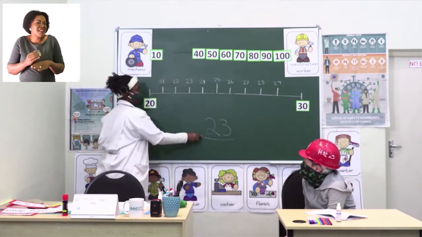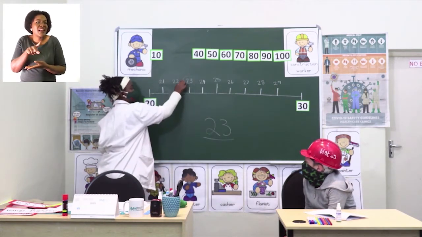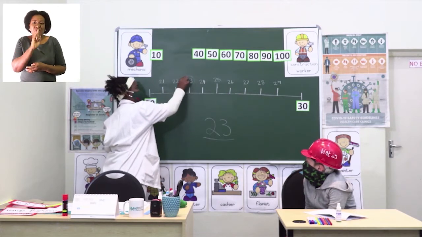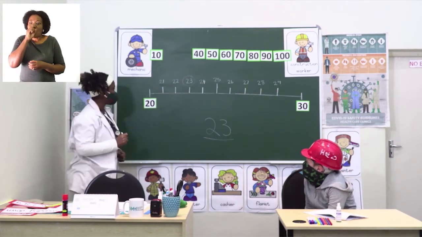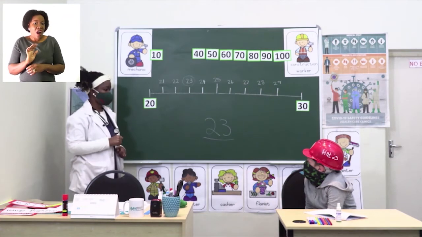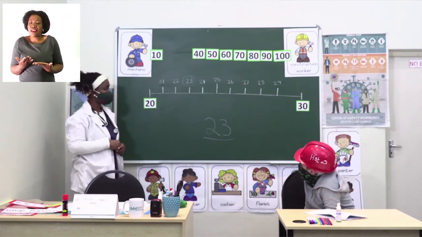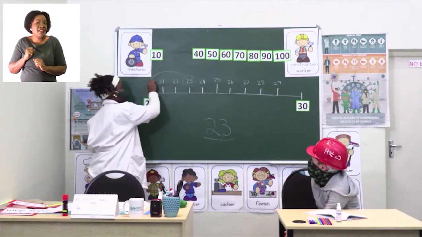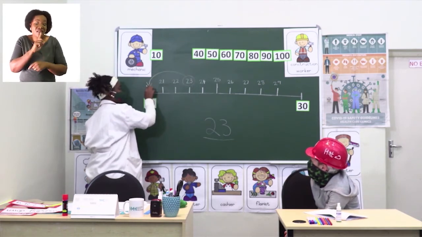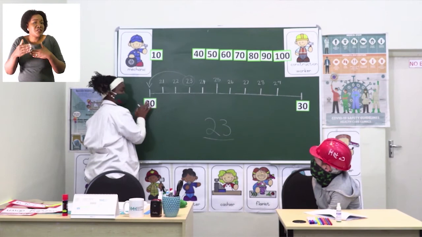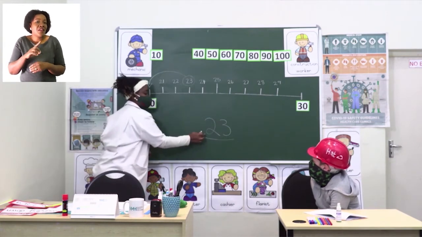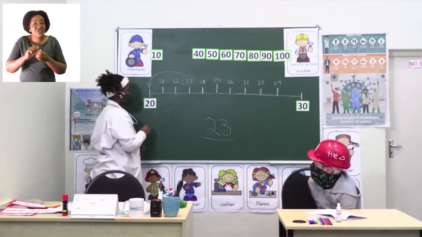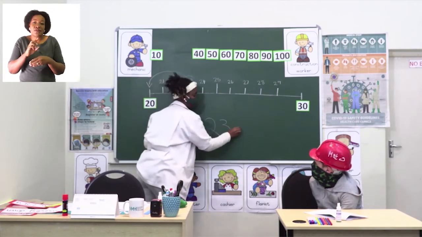So say, for example, if you are standing here at number 23, and the wolf is chasing you, which number do you think you have to run to? Which one is the nearest one, the closest one? It is 20. So you have to run to this house because this one is the nearest one. So if you have to round off number 23, the answer will be a 20.